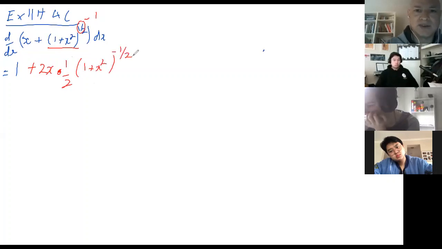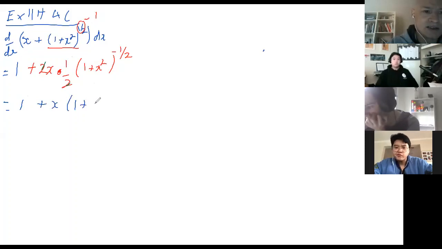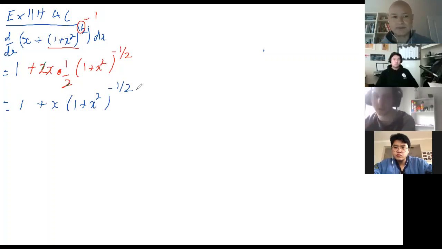Now I'm going to simplify it, because I know that and that will cancel. So my final answer for this one is x times (1 plus x squared) to the -1/2. Of course, you can put it in the denominator and write x divided by (1 plus x squared) to the +1/2. Okay, so there's that one. Now I'm going to do the next one.